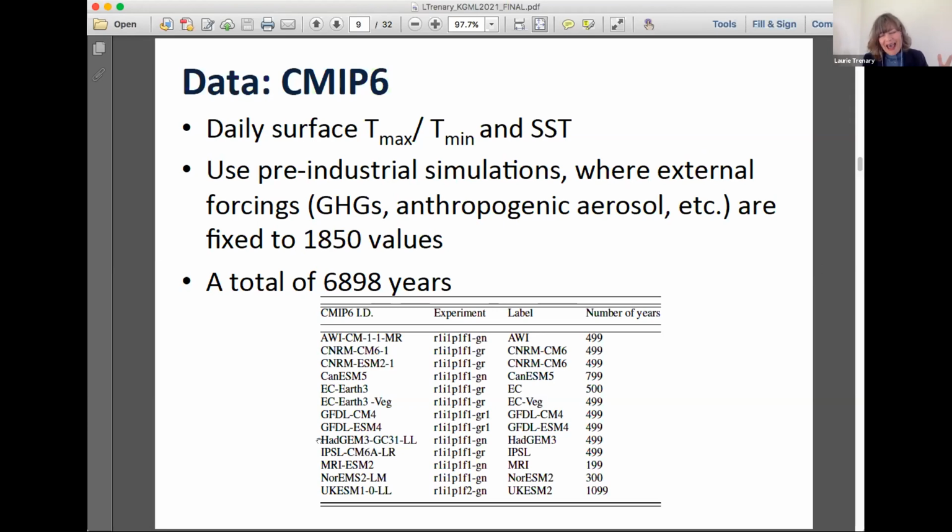And we're going to concatenate the output from the 13 models that are listed in this table. So we'll have 6,898 years of data to train our model. And then this model will be used to predict observations.